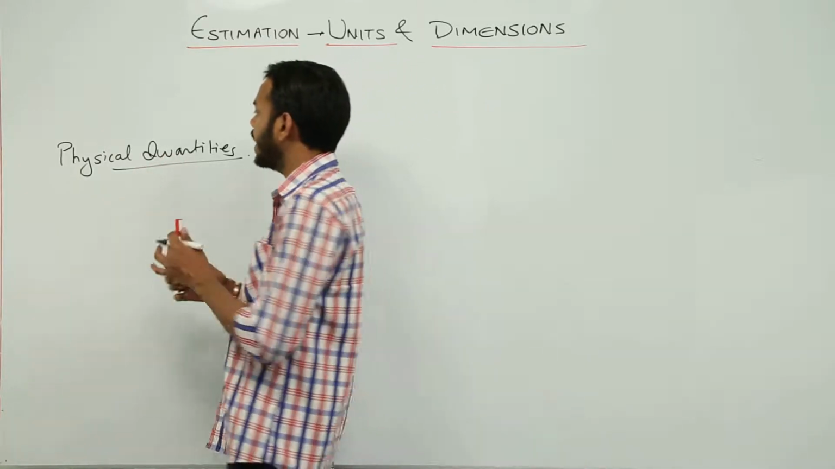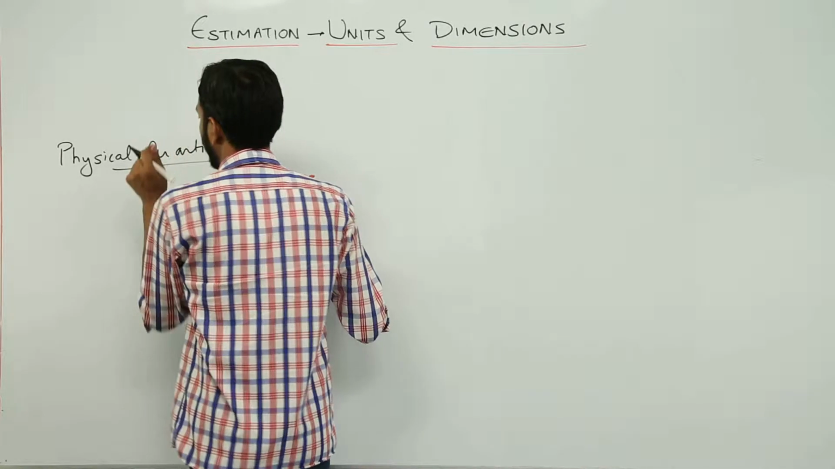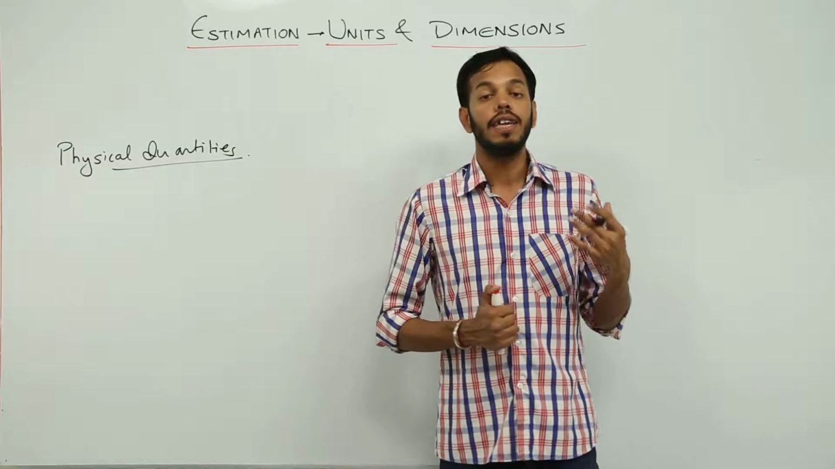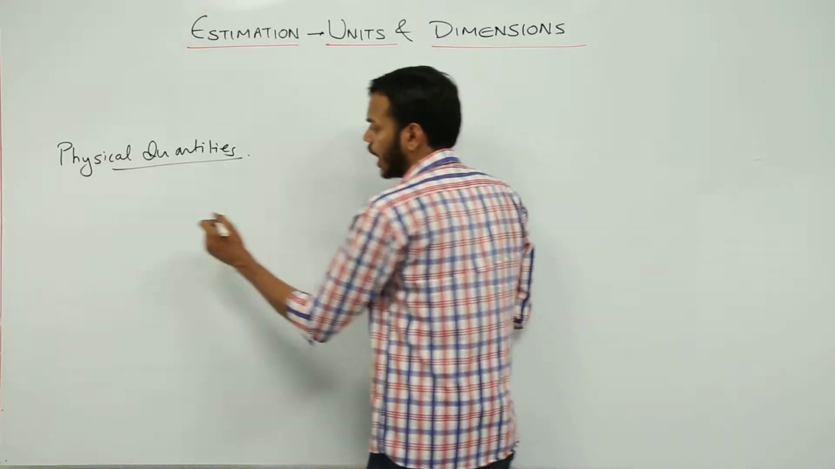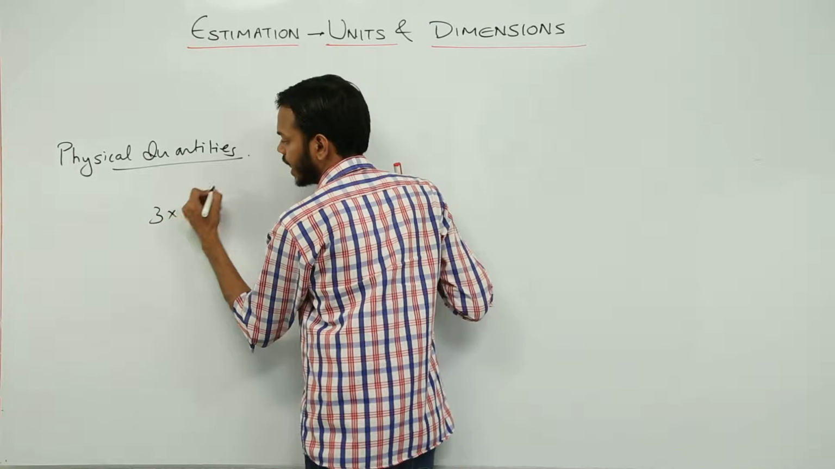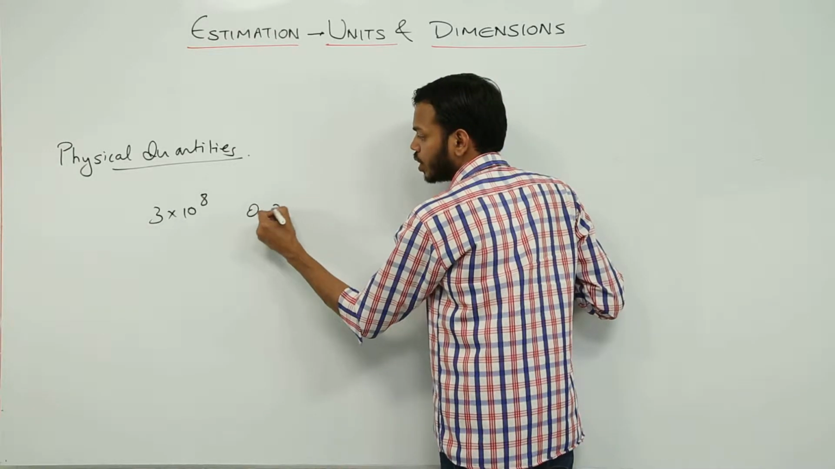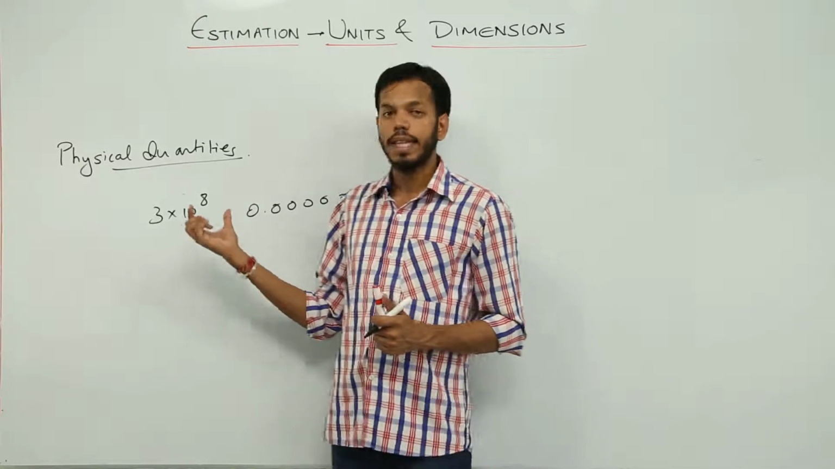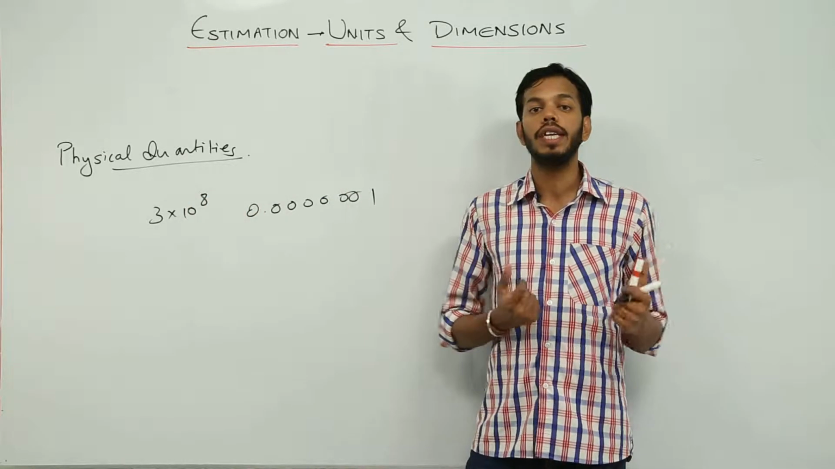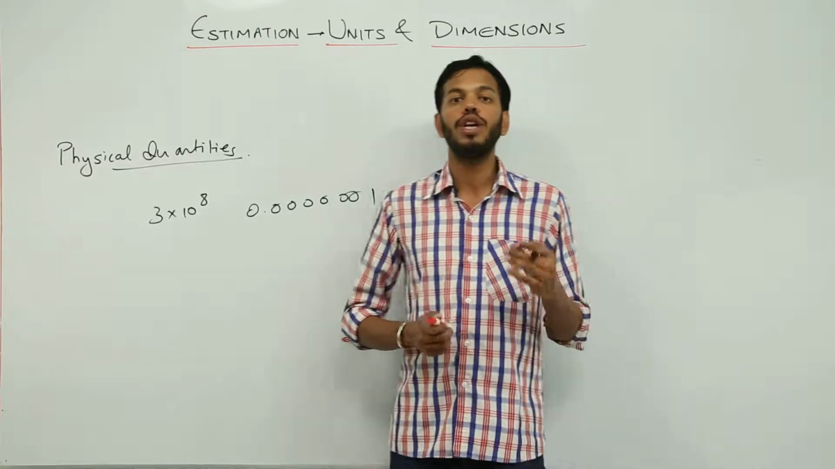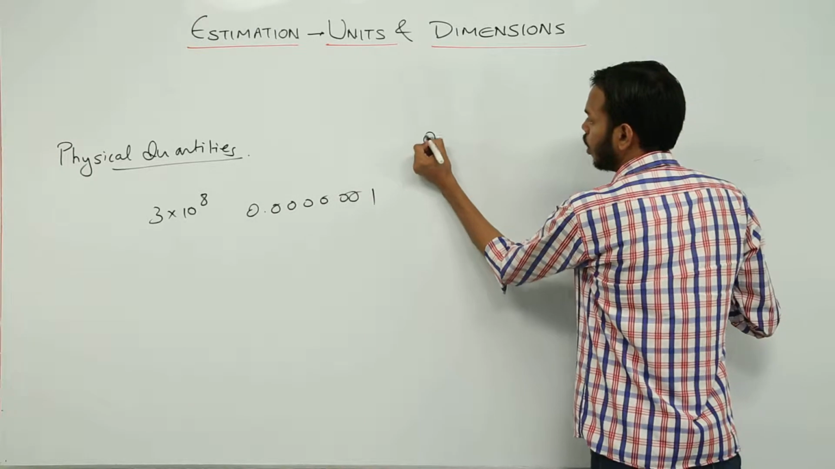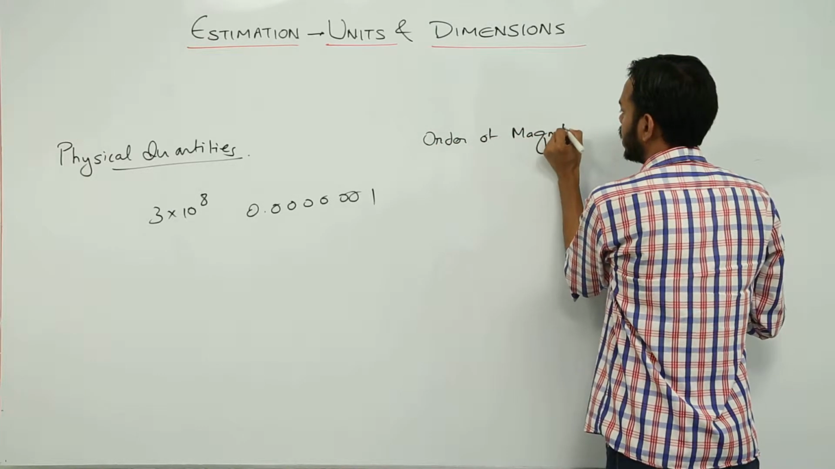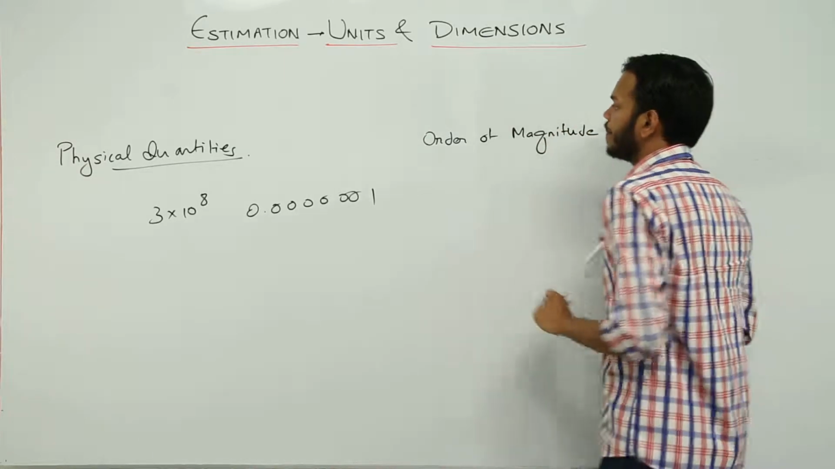Now when I have to write or measure a physical quantity, how do I do so? See, physical quantities in physics are sometimes of this type, 3 into 10 raised to power 8. Sometimes they are 0.000000001, let's say. So the physical quantities do have various order of magnitude. Now what do we mean by this term, order of magnitude? So you will get it by example.